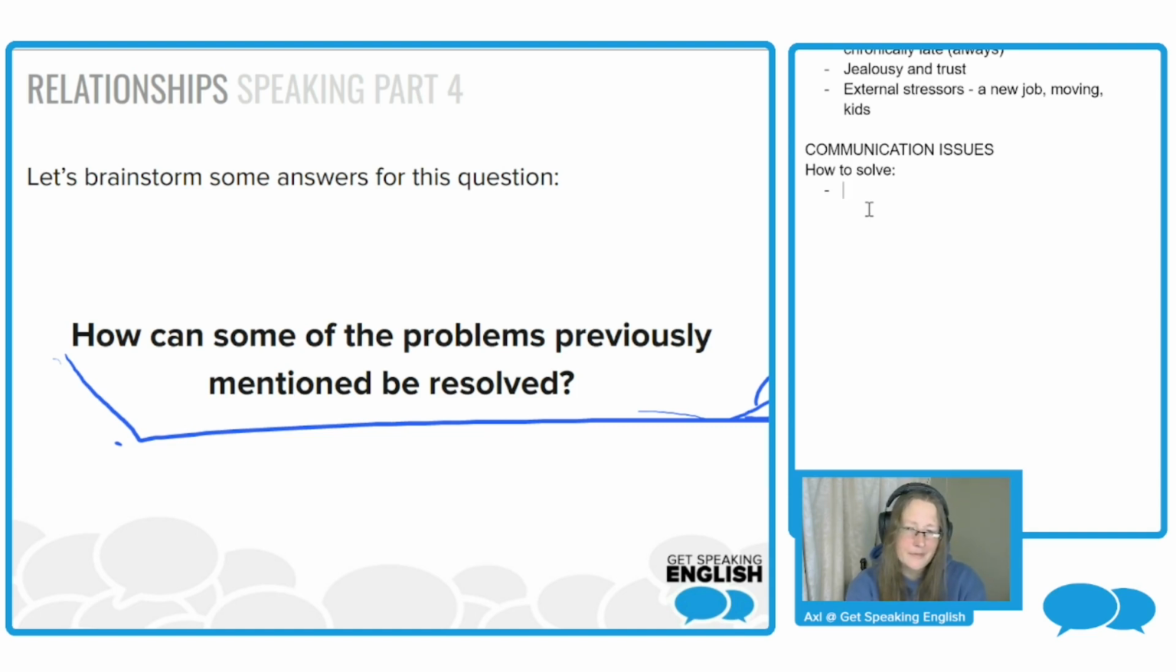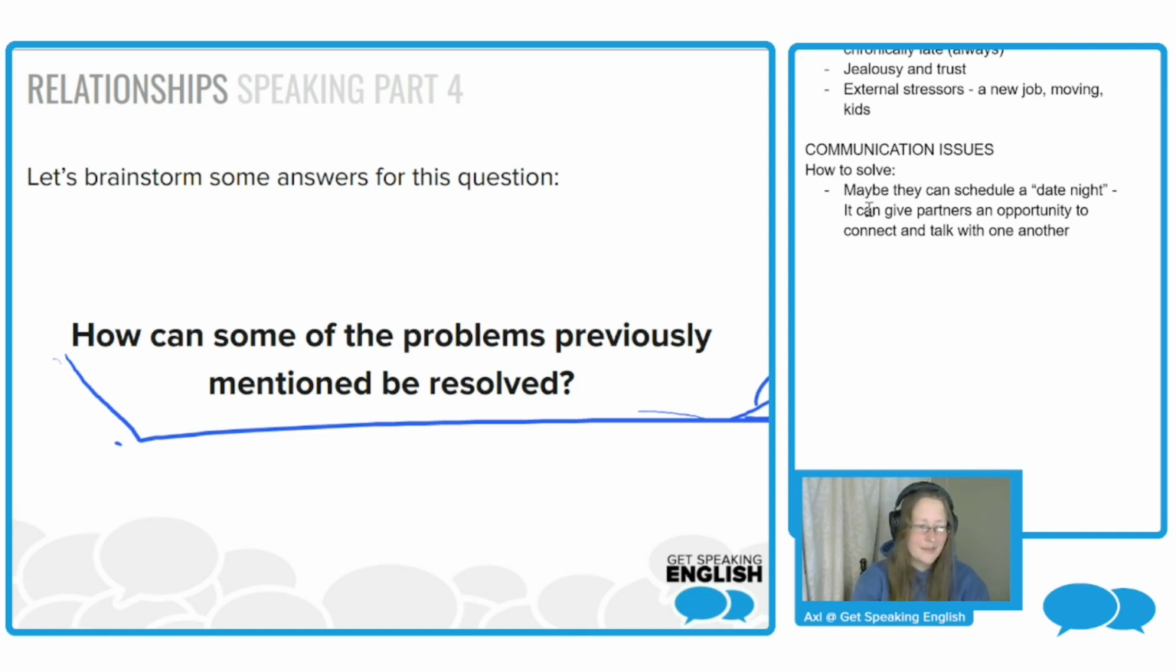One thing that I hear come up is the idea of scheduling a date night. And you're like, what is that? It's like when you go on a date, you set time to do something with your partner. So maybe you go out for dinner, maybe you watch a movie, maybe you just spend the night in. But basically, you schedule some time where both of you can just sit down, relax, and get to know each other. That can give partners an opportunity to connect and talk with one another, and so that can help alleviate issues with communication, right?